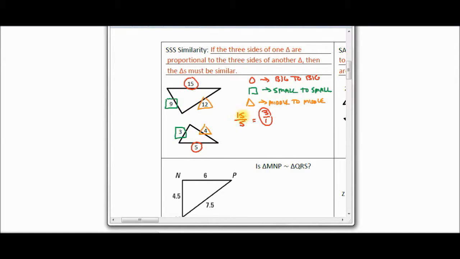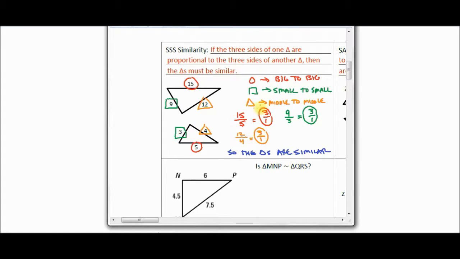Now remember, you put 15 on top of the first one. That came from the bigger triangle. You got to use the same order, or same numerator from the big triangle, on top of the next one. So 9 is over 3, and that reduces to 3 over 1. So far, so good. And now let's compare the medium to the medium. Again, class, if we used 15 for the first one, we got to use that same triangle for the numerator of our ratio. And we're going to put 12 over 4, and that reduces to 3 over 1. So in this case, we have all three sides of one triangle proportional to the three sides of the other. So I can make a conclusion then: the triangles are similar.